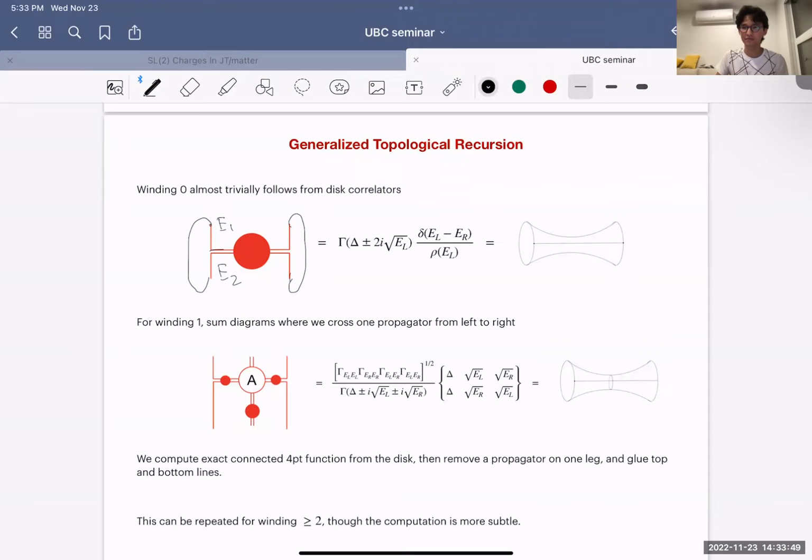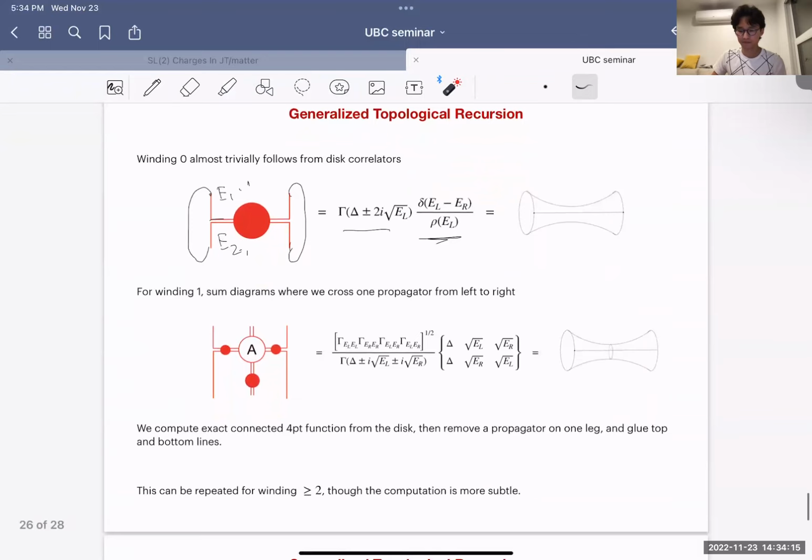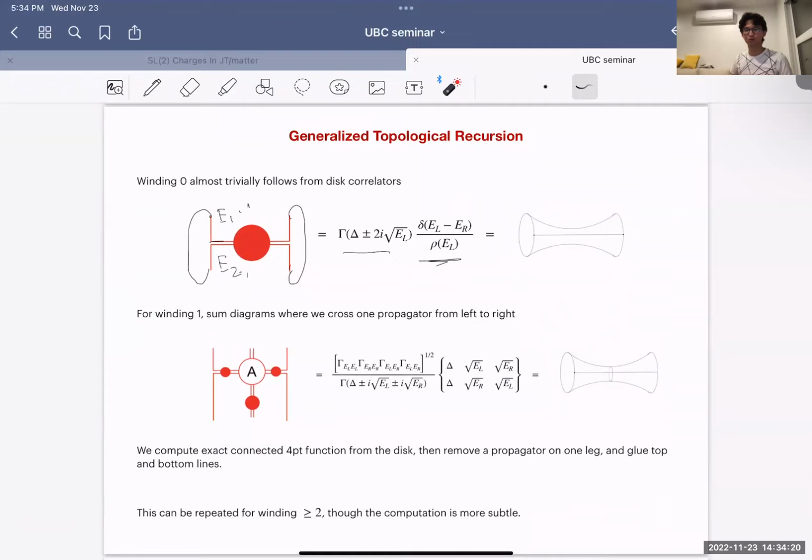So what you do then is you just take the planar two-point function, which were these gamma functions, and you impose this delta function, which is identifying these top and bottom parts, and you do the standard integrals over the energies. And this is indeed precisely the thing that appeared here. Well, this is almost trivial. Maybe it would be clearer what the difference is between cylinder diagrams and disk diagrams if we discuss the next case.